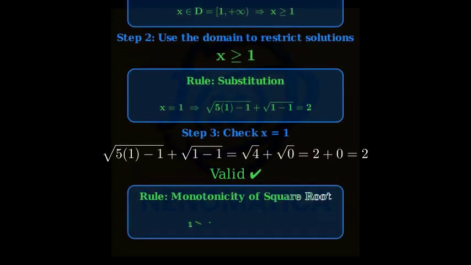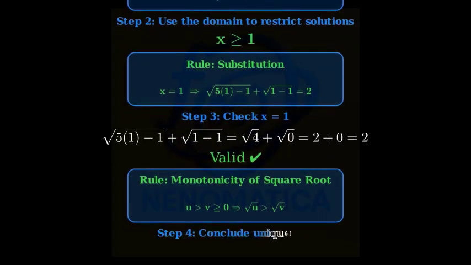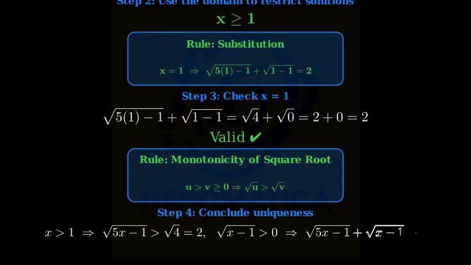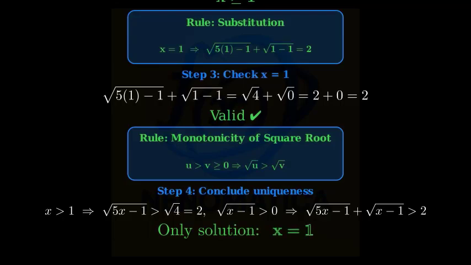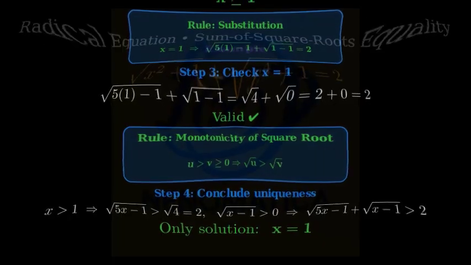Step 4. Confirm it is the only solution. For x greater than 1, 5x minus 1 is greater than 4, and x minus 1 is greater than 0. Taking square roots keeps the inequalities because the square root function is increasing. Hence, the left-hand side becomes strictly greater than 2 and cannot equal 2. Therefore, x equals 1 is the unique solution.